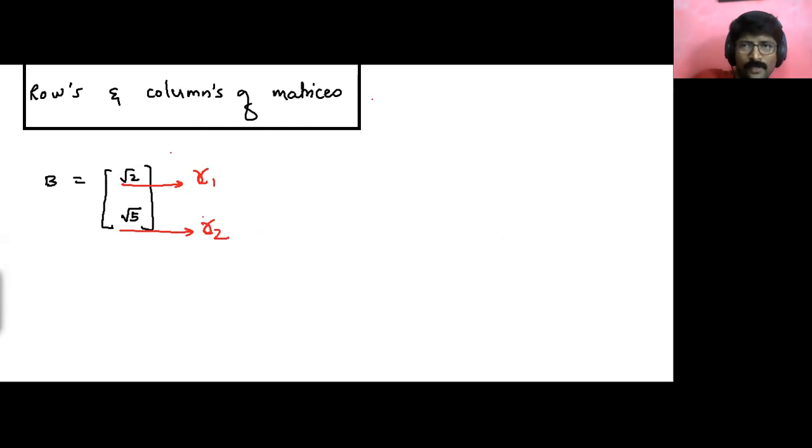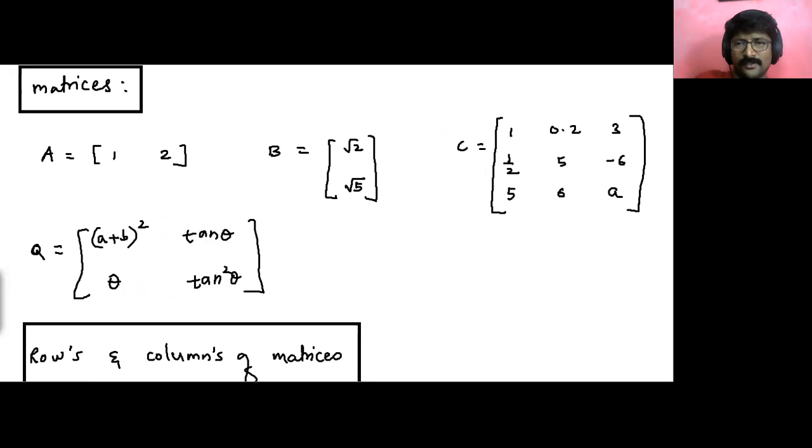And how many columns are there? So this is column 1. You can say this is entire column 1. You understood? So what is R1? Root 2. What is R2? Root 5. And what is column 1? Root 2 and root 5. So this is row 1, this is row 2. I'll take another example so that you can understand in a better manner. Look at this, this is the example I have chosen over here.